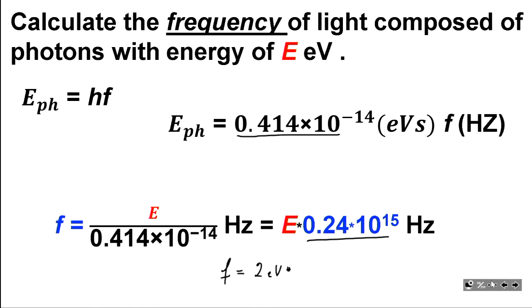Differently, power is different. 14 or negative 14. So I usually use 15. 0.48 times 10 to the 15. And 480 times 10 to the 12, that's terahertz. So if we know the frequency now, we can calculate the wavelength.